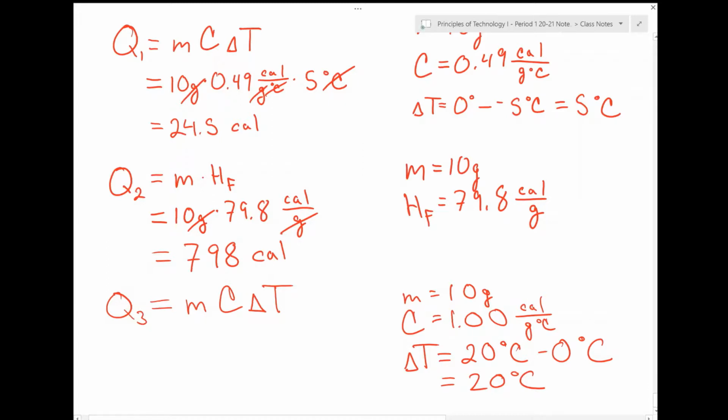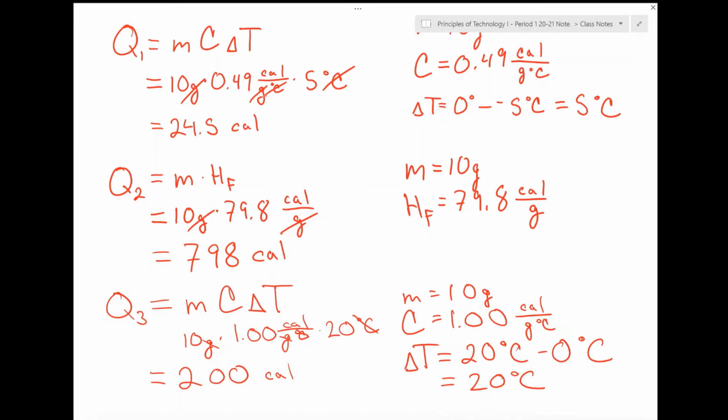Making the appropriate substitutions, we have that the mass is 10 grams, the specific heat is 1.00 calorie divided by gram degrees Celsius times the change in temperature of 20 degrees Celsius. Once again, the degrees Celsius and the grams cancel out, and we have 10 times 1 times 20, giving us a heat of 200 calories that is required to raise the temperature of 10 grams of water 20 degrees.